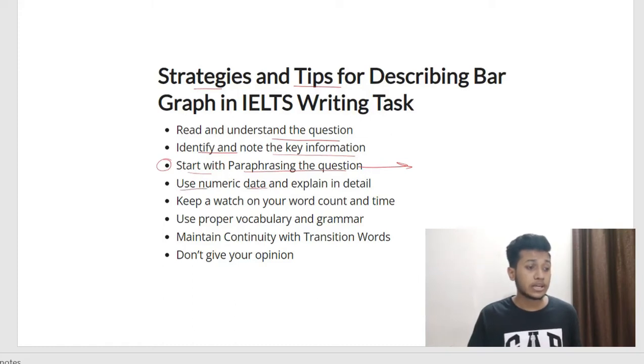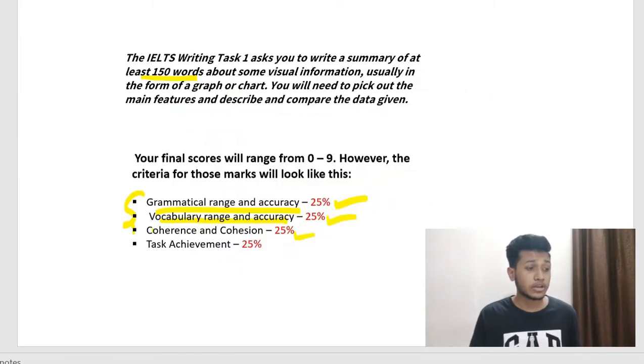Use numeric data and explain in detail. They will always provide you numerical data like years, it may be quantity, it may be percentage or numbers. Try to analyze the data and explain it in the essay. Keep a watch on your word count and time. Word count is a very important one, because if you write less than 150 words, then you will lose a lot of marks. Because if you look at the criteria, see task achievement.